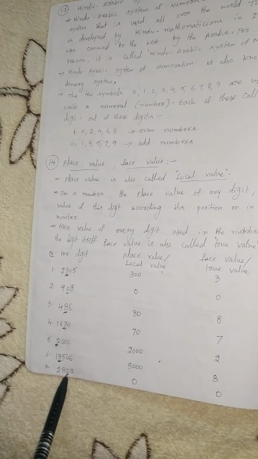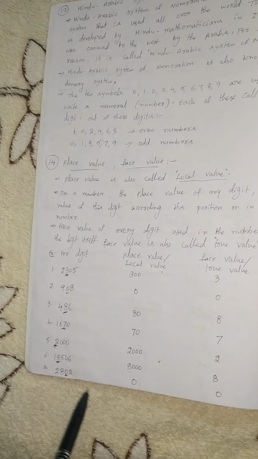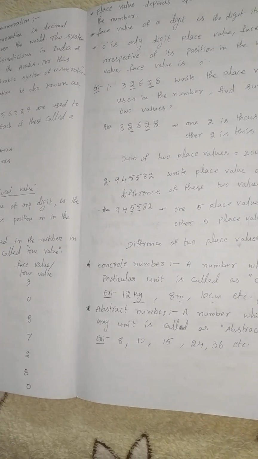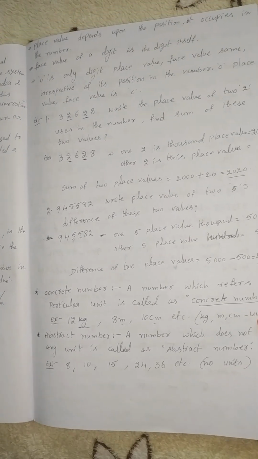2802. Here, the place value of 0 is 0. And the face value is also 0. So, the place value and face value of 0 are the same. Next, we will discuss some more problems.